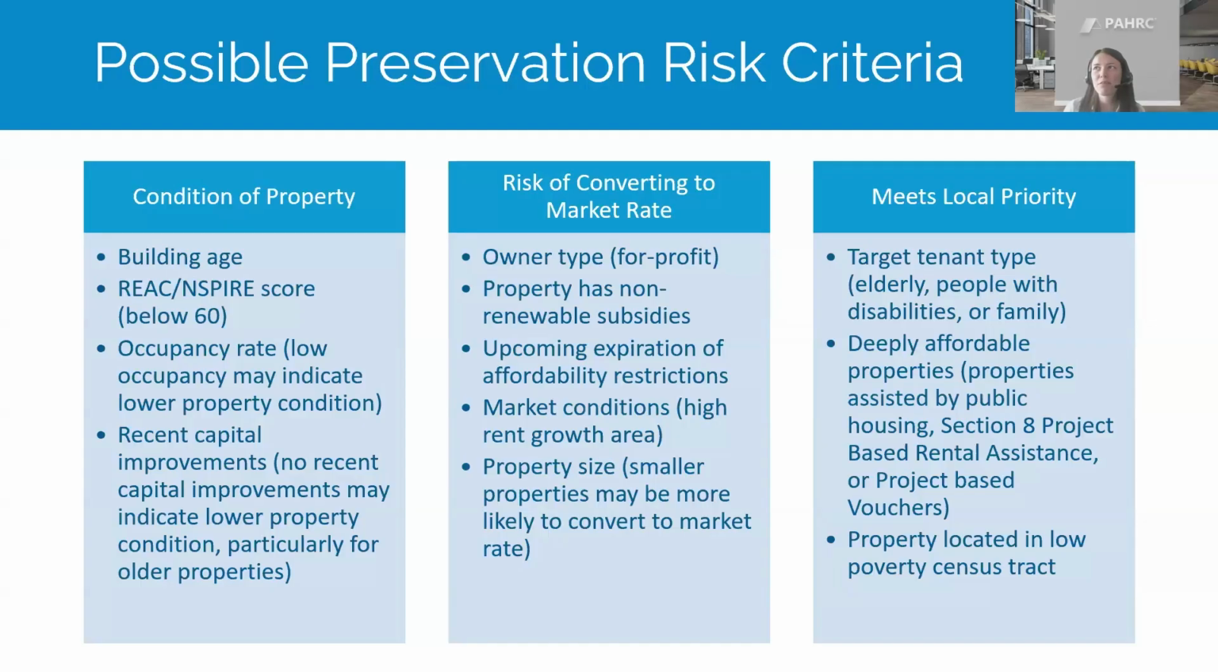And then finally, you can also look at whether the property meets a local priority and would be really difficult to replace if lost. So this can include target tenant types. Maybe your community has a shortage of housing for people with disabilities, or has a shortage of deeply affordable homes. So you can look at the funding characteristics to understand who lives at these properties. And you can also look at whether it is located in a neighborhood where it might be particularly challenging to develop affordable housing, such as a low poverty area.